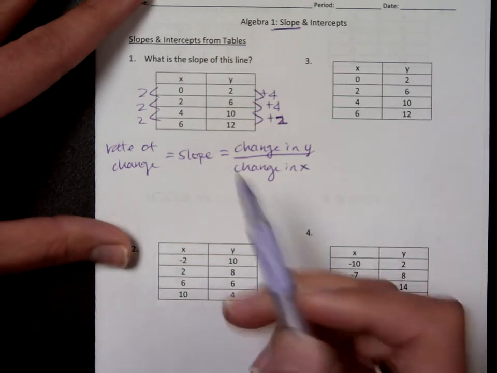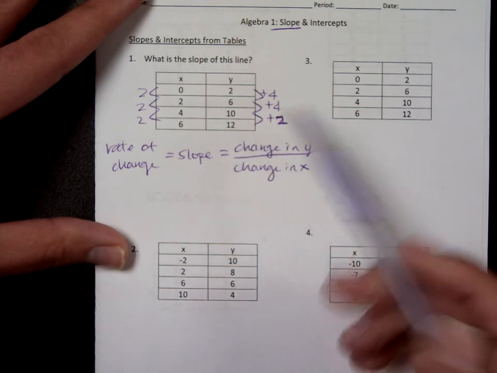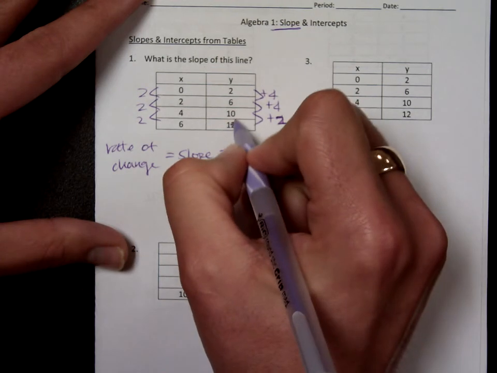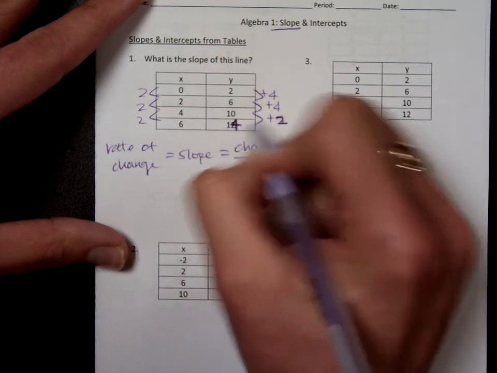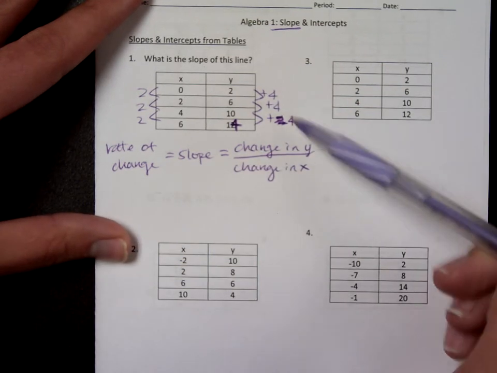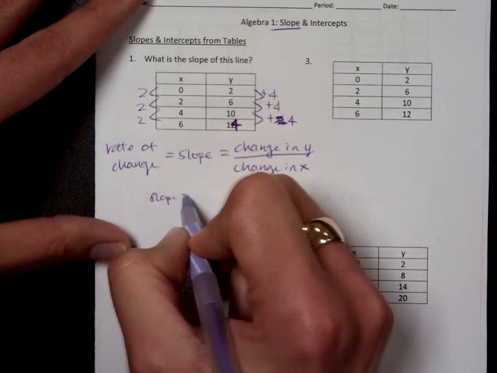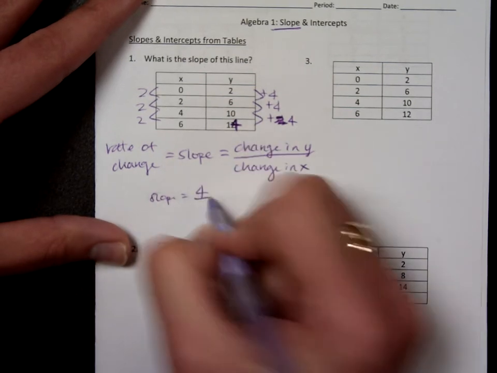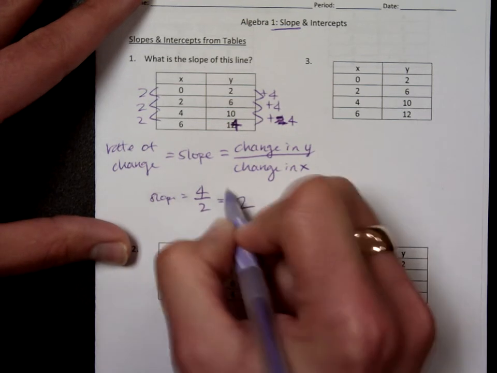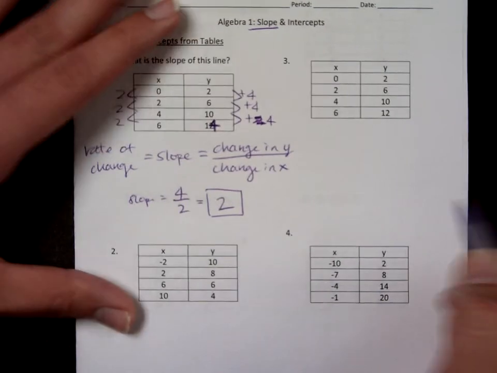Okay, so my slope, which should be the same for all of these, so change this number to 14. Those should be a 14. So that goes up by 4. So I go up by 4 over here, and I go up by 2 over here, so my slope equals my change in y, which is 4, divided by my change in x of 2, so my slope is 2. 4 divided by 2. Let's try one more.